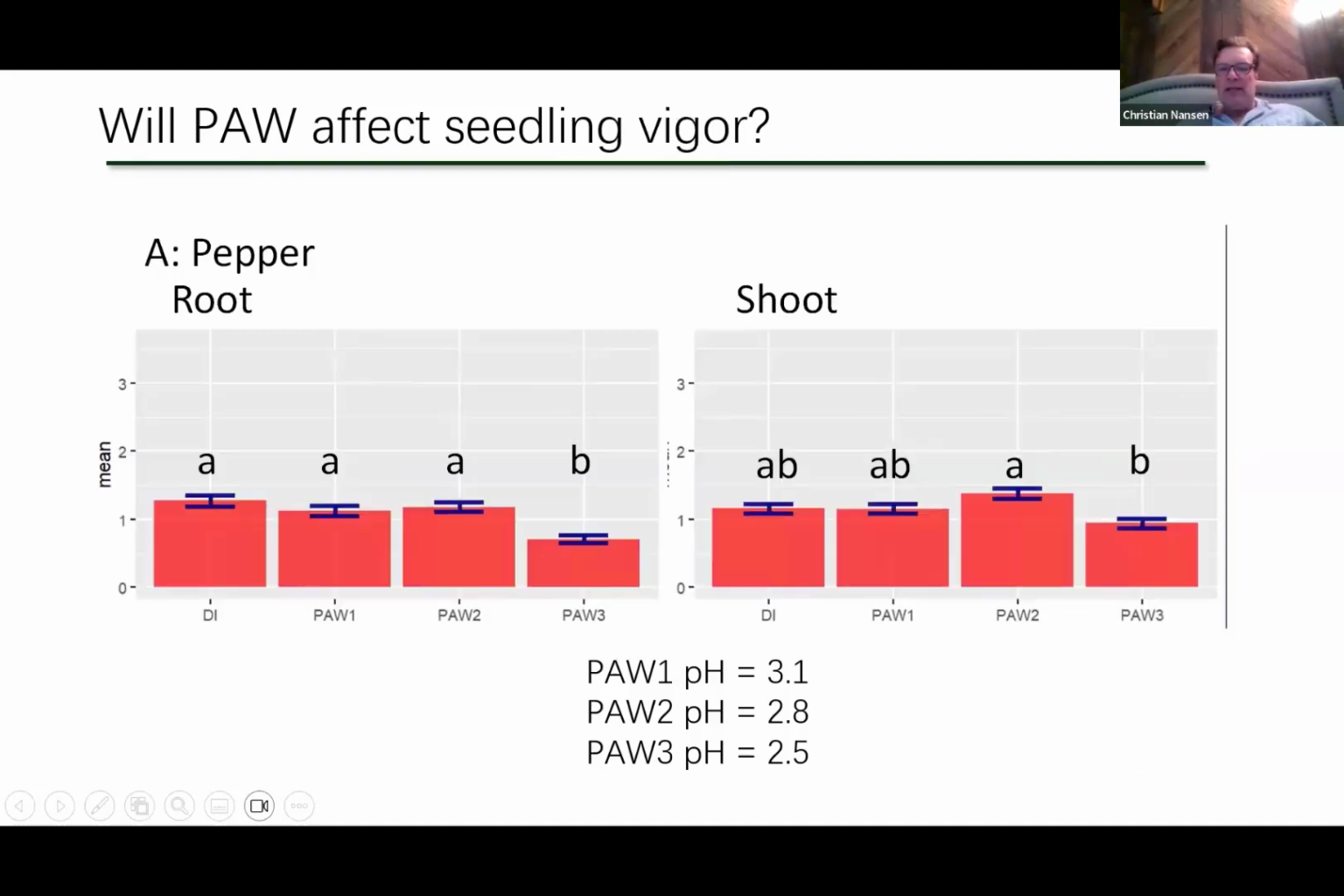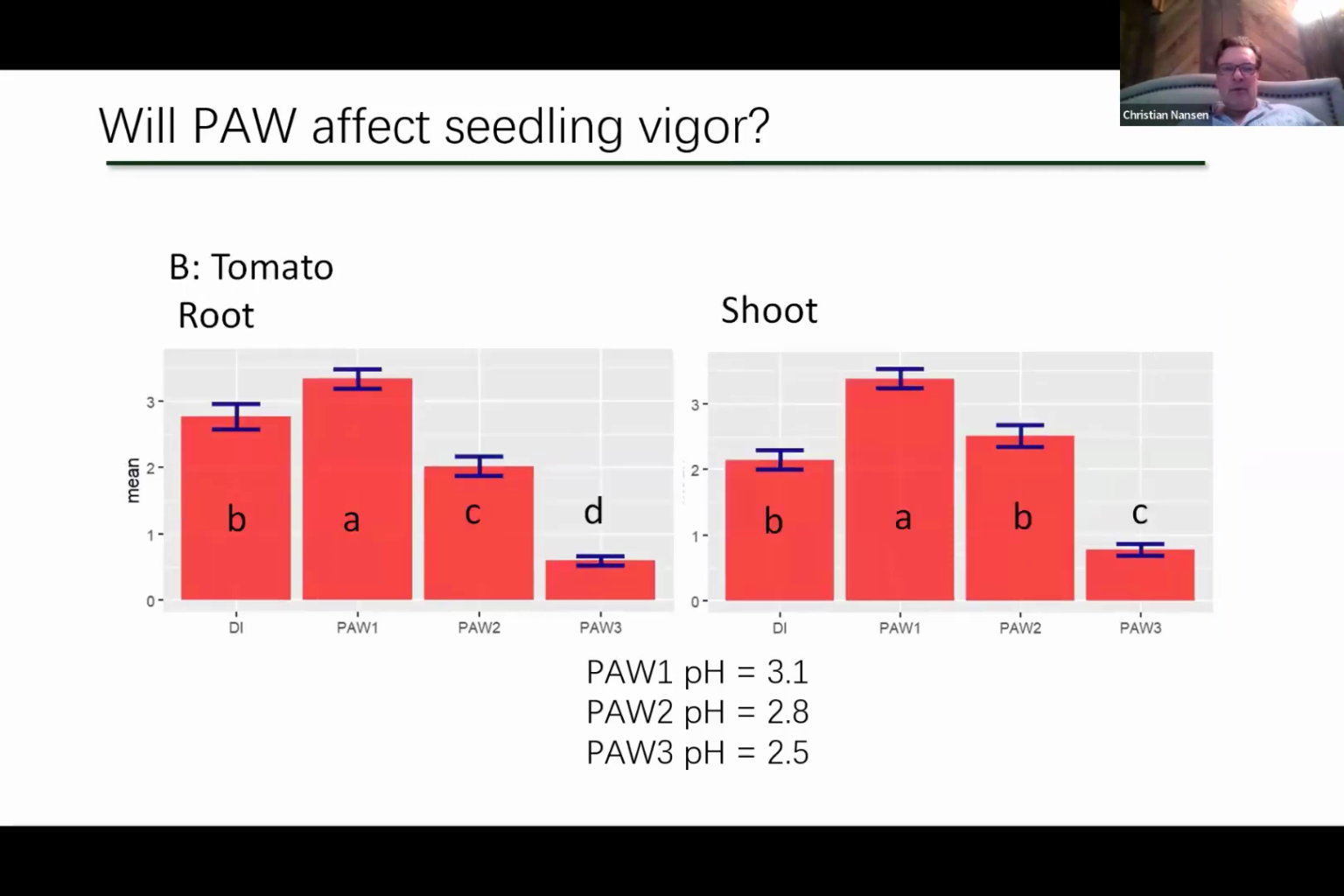But when we also looked at the shoot length, in pepper we didn't see much of an effect. But in tomato, there was a very strong, significant response, provided that we used what we refer to as PAW1. If we used PAW2 or 3, it was probably too reactive. It was probably too harsh on the seeds and then on the seedlings, so then we were getting some problems.